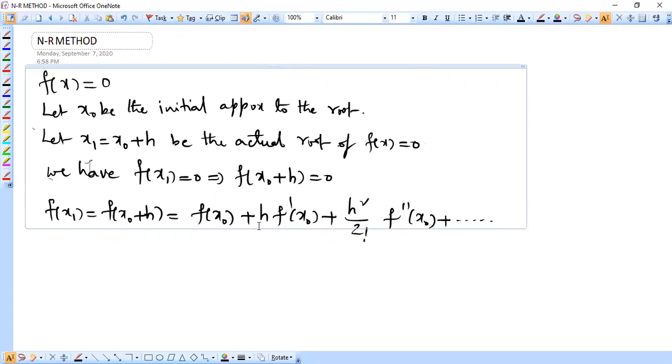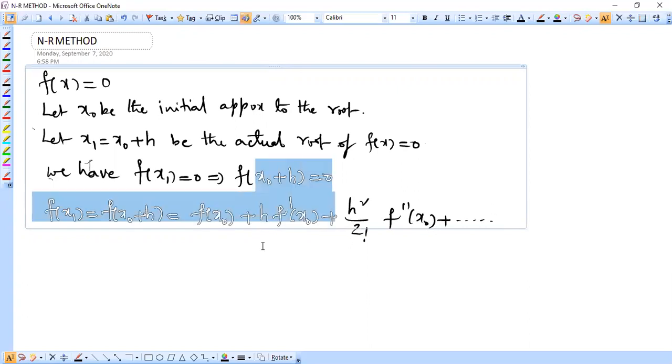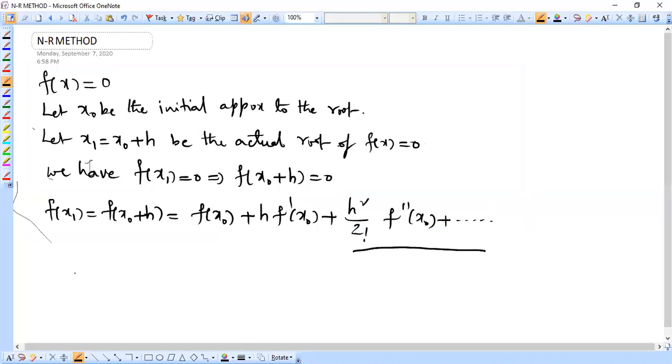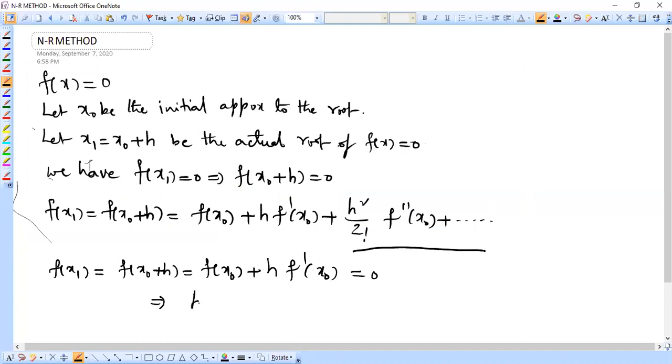Since f of x1 is equal to 0, we are neglecting all these second and higher order terms. Now we have f of x1, which is equal to f of x naught plus h into f dash of x naught is equal to 0, by neglecting all the remaining terms. This implies I am able to calculate the h value from this, which is minus f of x naught by f dash of x naught.